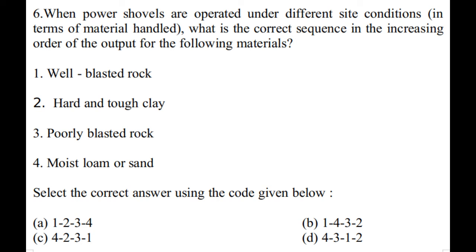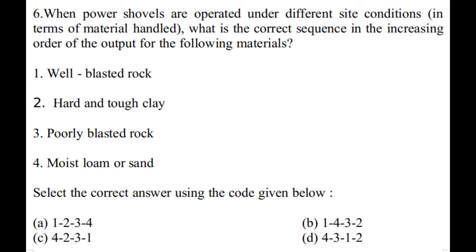Now if you closely observe option C and D, you will observe that the second option is either 2 or 3. So if you can decide, you don't have to check all the 4 options. Okay, so here the correct option will be 4, 2, 3, 1. That is the option C. First it is the moist loam or sand, then it is the hard and tough clay, then it is poorly blasted rock, and the last one is the well blasted rock. Okay, so in this way these questions can be attempted.